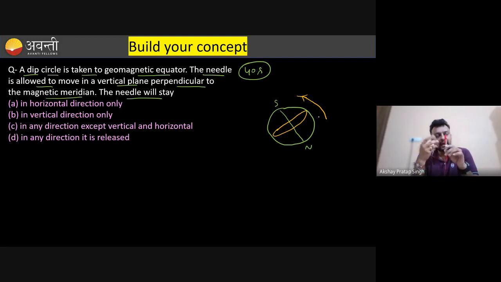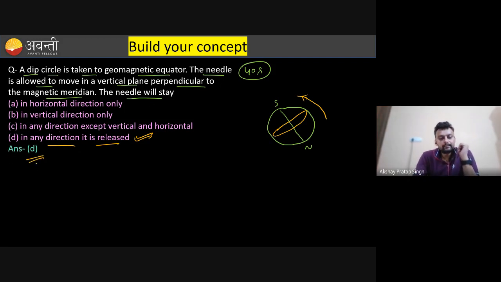So it will remain in any direction. If you release it from this point, it will stay in this direction. If you release it at this point, it will stay in this direction only. It will not follow the commands of the magnetic field; it will do whatever it wants. In whatever direction you release the magnet, it will stay in that direction only. So which is the correct option? Option D is correct. Why is it happening? Because the plane in which the magnet can move is different from the direction of the magnetic field. So the correct option is D.